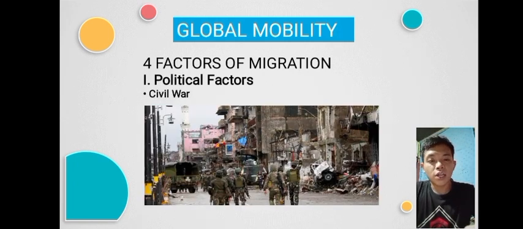And also we have the civil war. And anyway, who likes war? When we say civil war, it is a war between people in the same country. For example, rebels. We have the people who rebel against the law, against the government. That's why it's civil war, from the term civilian. So this is also one of the common factors that drives an individual to leave his or her own country.